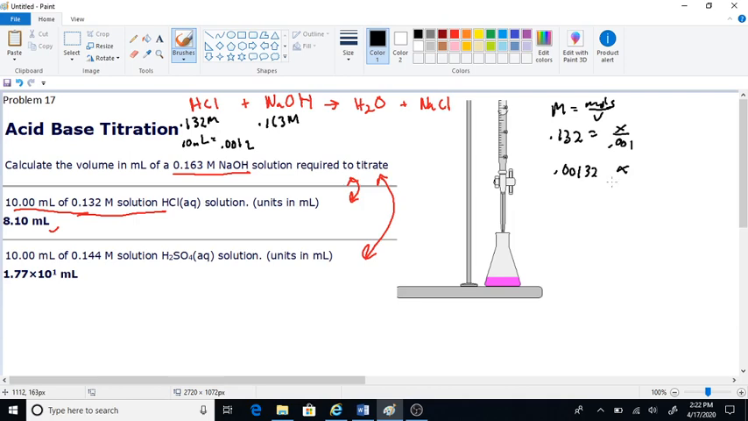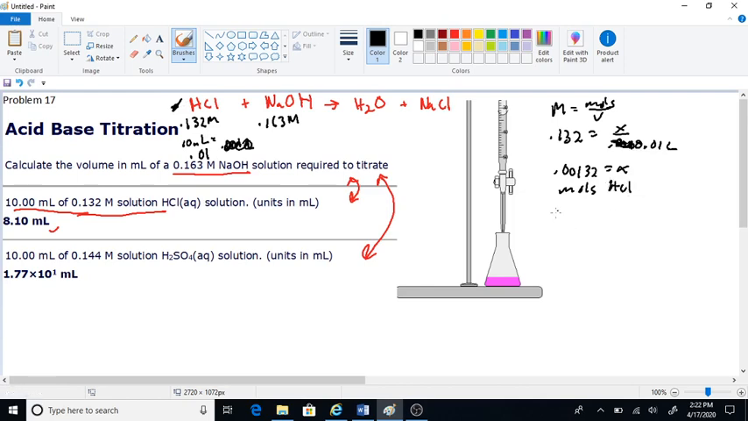All right. Wait a second. Sorry, it's 0.01 liters. So this is 0.01 liters, and that gives us this answer. So this is moles of, what is it moles of? Our acid here, so HCl.